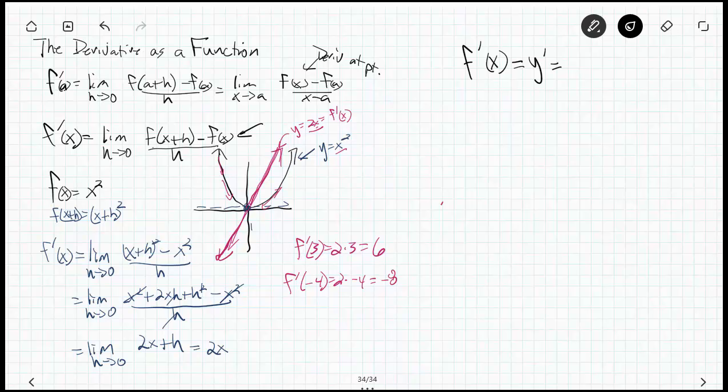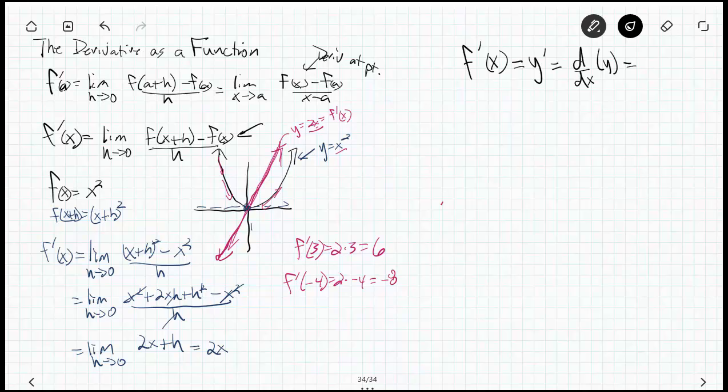Leibniz notation looks like this. What I do is I do d over dx of y. What this means is this literally means take the derivative of y with respect to x. What it's saying is take the derivative with respect to x of what? Of y. It's kind of in that f of x notation.